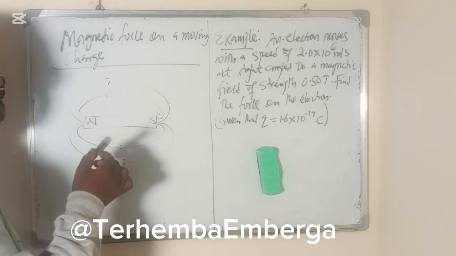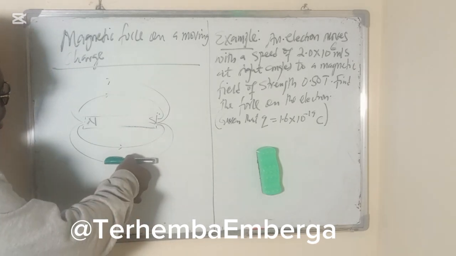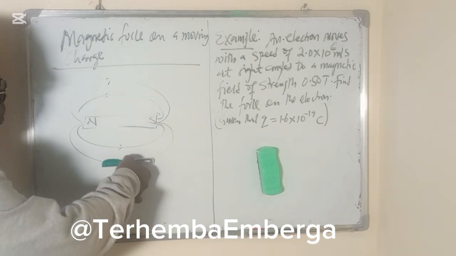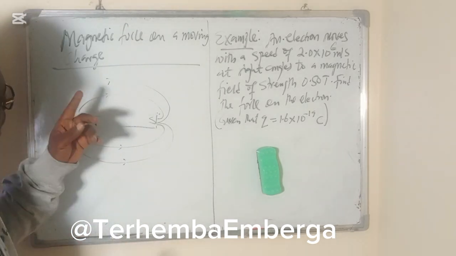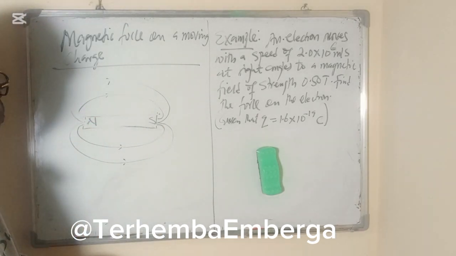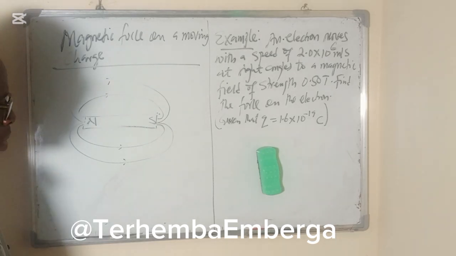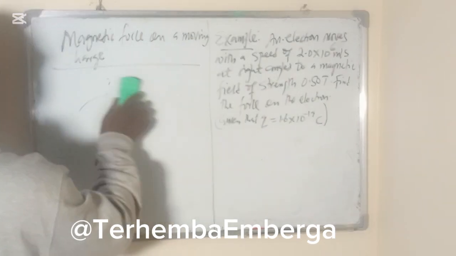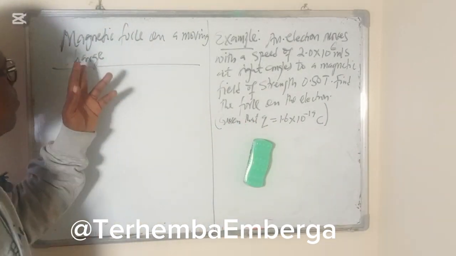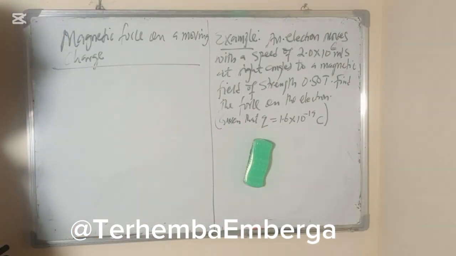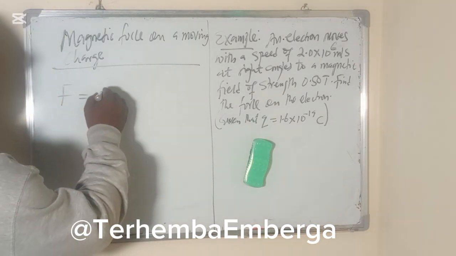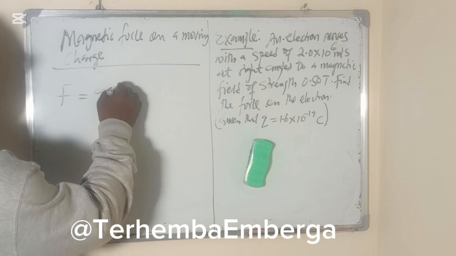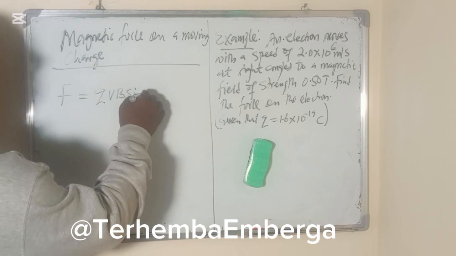The magnetic force will not be felt, but when you place it within the region where the lines of forces exist, that is where the magnetic force will be experienced or will be felt. So when you are talking about the magnetic force on a moving charge, we normally express the force equals to QVB sine theta.